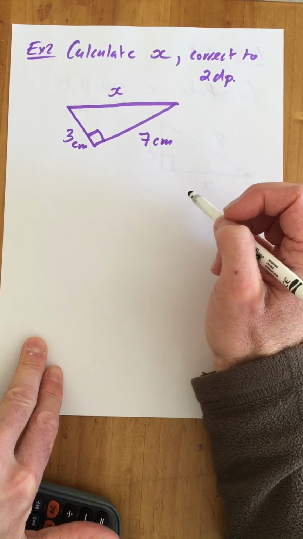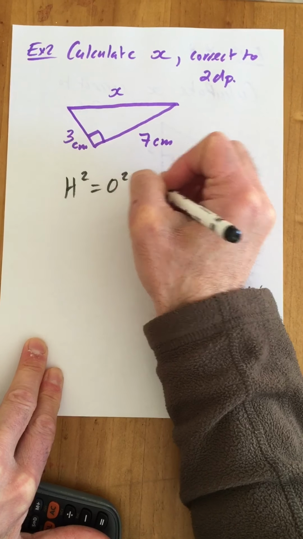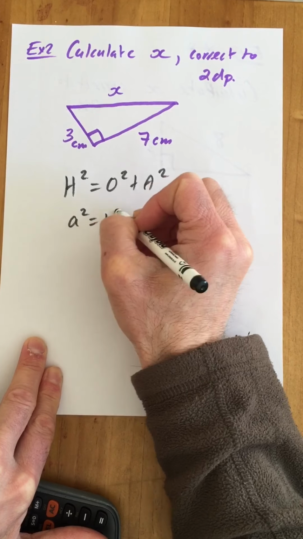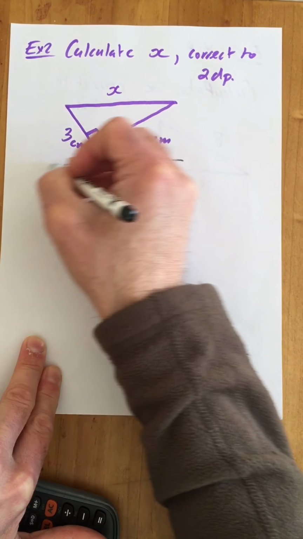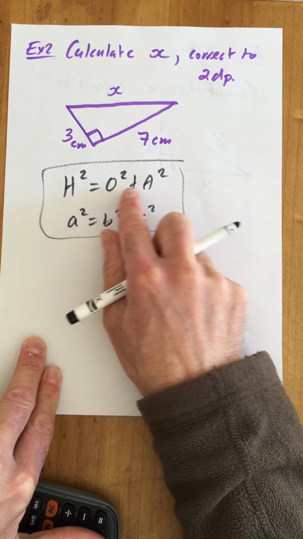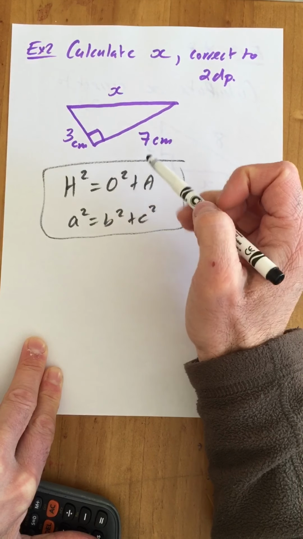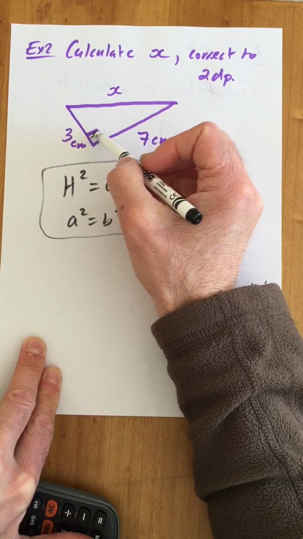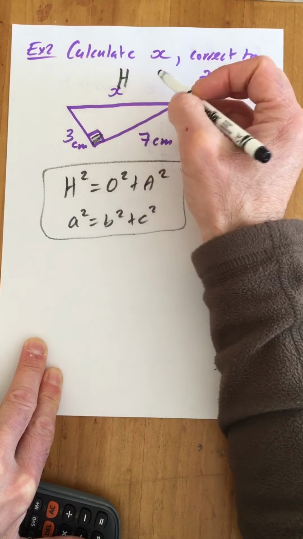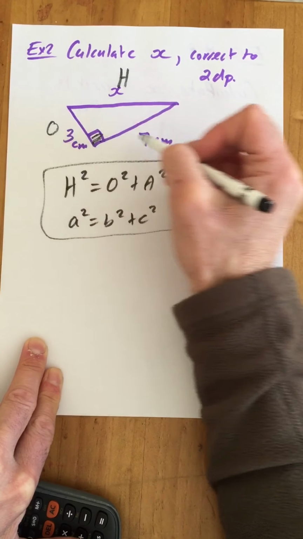So the first step I'm going to use is, I know that Pythagoras' theorem says that h squared is equal to o squared plus a squared, or if you prefer to use a squared equals b squared plus c squared. It doesn't matter which version of the formula you want to use. If you're using h's, o's and a's, we have to label the sides h, o and a. When I do that, I look at my right angle, and across from that, which is x, that's going to be my hypotenuse. And then my other two sides are O and A. It doesn't matter which one I call O and which one I call A.